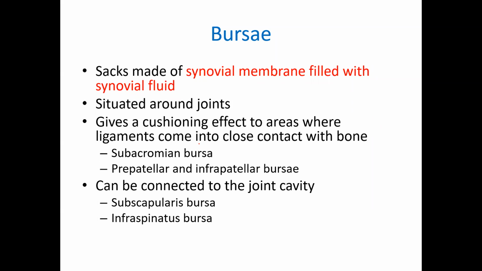Especially around the shoulder joint, you have lots of bursae. One of the commonest is the subacromial bursa. Then you have the prepatellar bursae and the infrapatellar bursae, and lots of small bursae all around the knee joint. Also, sometimes these bursae can be connected to the joint cavity, like the subscapularis bursa and the infraspinatus bursa of the shoulder. When you're studying the shoulder joint, you will see these bursae.